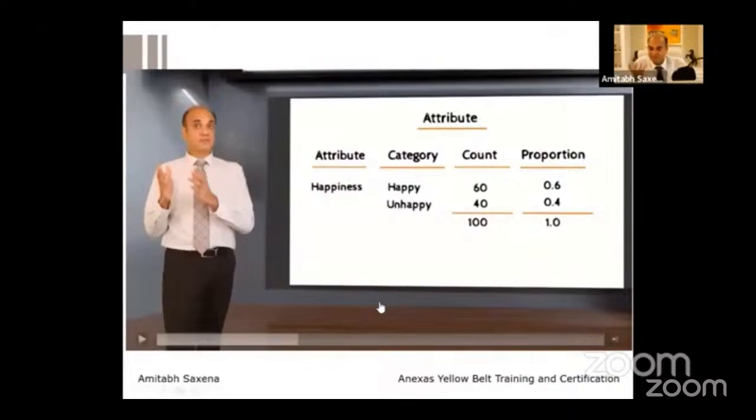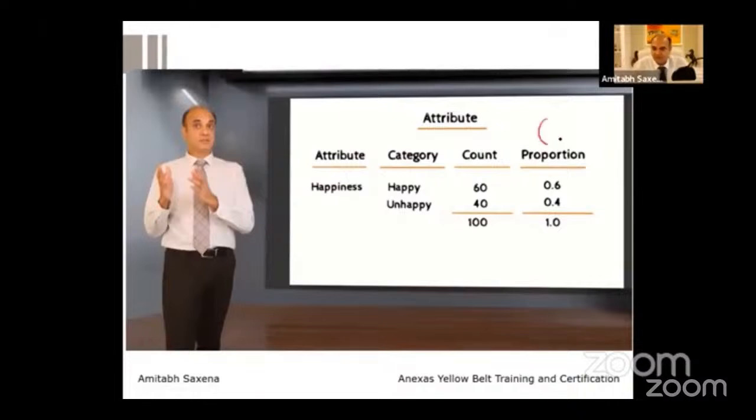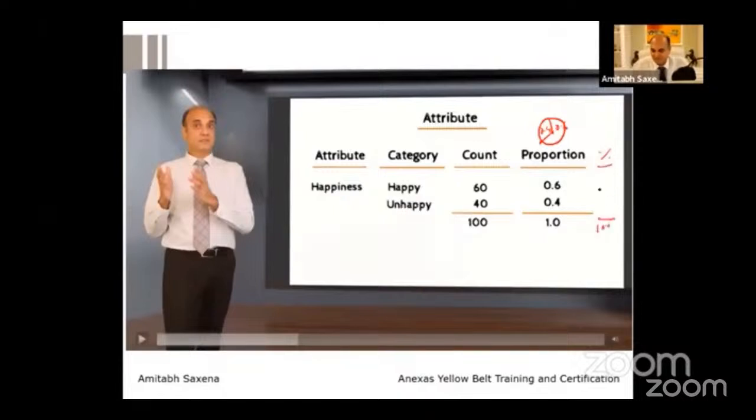So I'll create a proportion. Proportion means portion out of 1. So if the circle is 1, the portions are 0.6 and 0.4. In statistics, we always use proportion. We never use percentage. But most of the world is habitual of using percentage, so you can even express this in percentage.